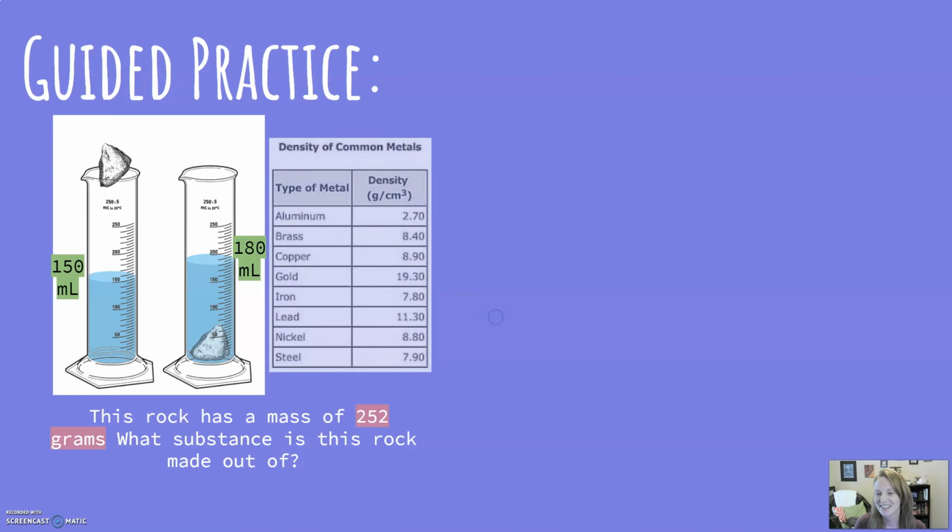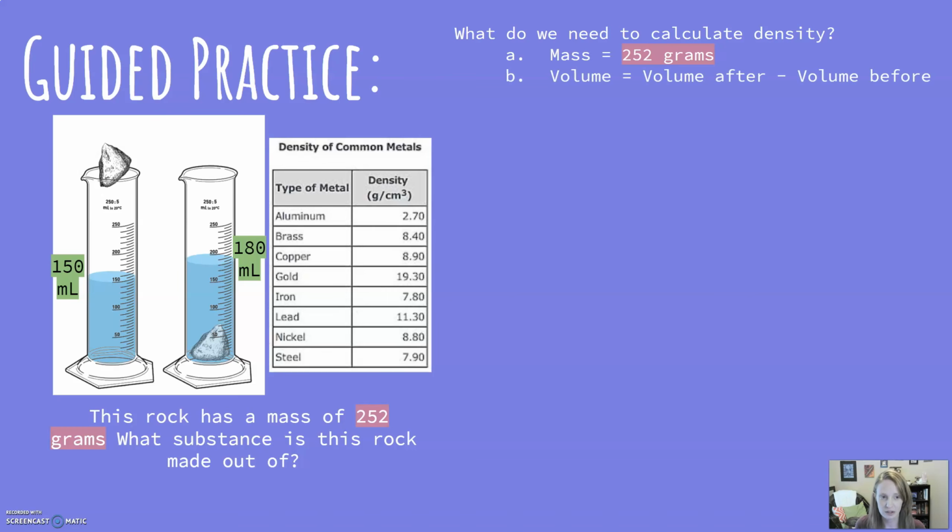made out of? So we have our density chart, and we're going to start calculating density. Alright, so to calculate density, we need the mass. The problem gives us that. It is 252 grams, which is really nice. And then we have to calculate the volume. It doesn't outright give us the volume, so we have to calculate it using the after volume read on the graduated cylinder and then the before volume read on the graduated cylinder. So we're going to take 180 milliliters minus 150 milliliters and end up with a final volume of the rock being 30 milliliters.